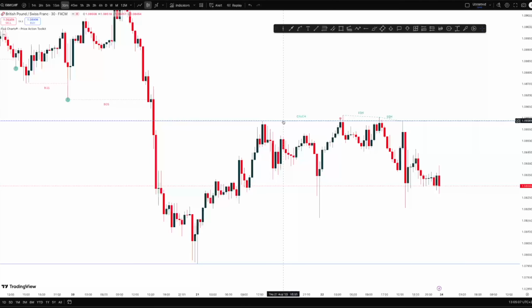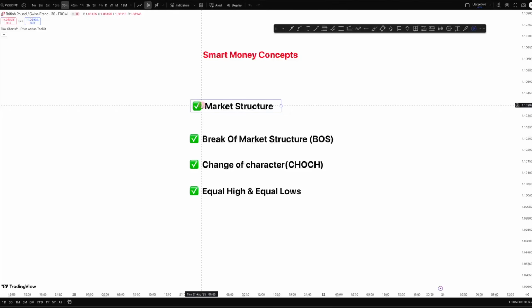So let me explain what we are going to cover in this video. Firstly, we are going to cover market structure. We are going to cover break of market structure, how you can see it in the market. We are going to cover change of character, equal highs. So let's start with market structure here.